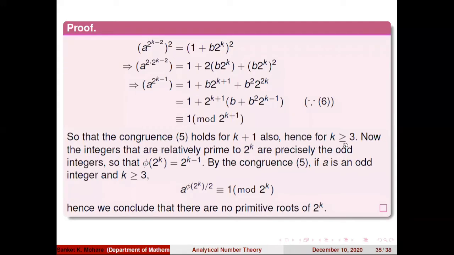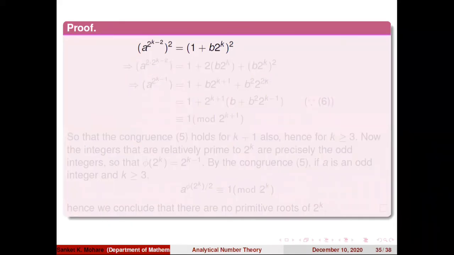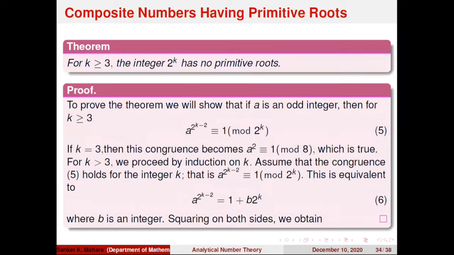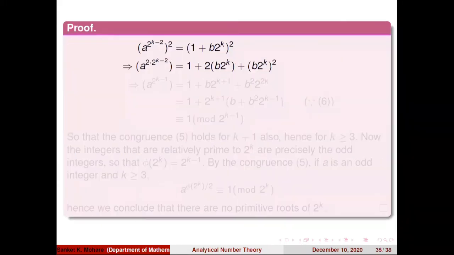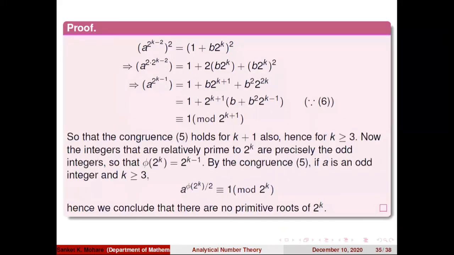Okay, hence for k greater than or equal to 3, the result a to the power 2 to the power k minus 2 is congruent to 1 modulo 2 to the power k is true. Now the integers that are relatively prime to 2 to the power k are precisely the odd integers. So whatever integers are coprime to 2 to the power k are only odd integers, so that phi of 2 to the power k equals 2 to the power k minus 1.